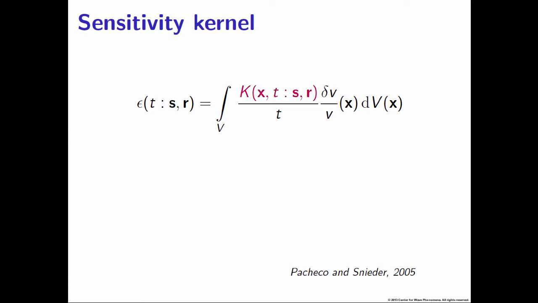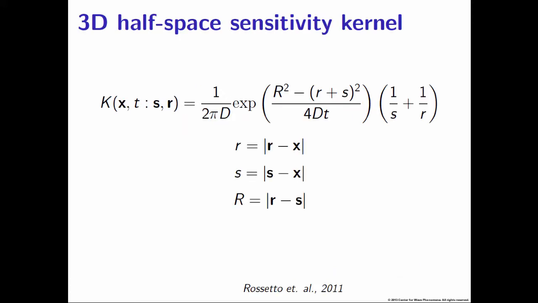For a 3D half space, the expression of the sensitivity kernel can be given as follows, which, as I said earlier on, depends on your source and receiver location. In this case, the big R is the distance between your source and receiver, while small r and small s are distances of an arbitrary location within the subsurface from either your receiver or your source location. But the sensitivity kernel depends on a parameter called D, which is called the diffusion coefficient.